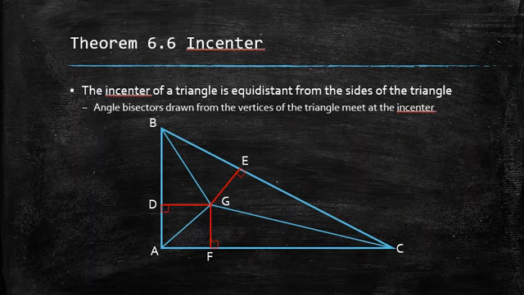The incenter theorem describes how to find the incenter of a triangle and what it implies. The incenter of a triangle is equidistant from the sides of the triangle. You draw the blue lines, which divide each angle in half, and those lines meet at a point called the incenter. When the lines are drawn perpendicularly to the sides, they are all the same length.